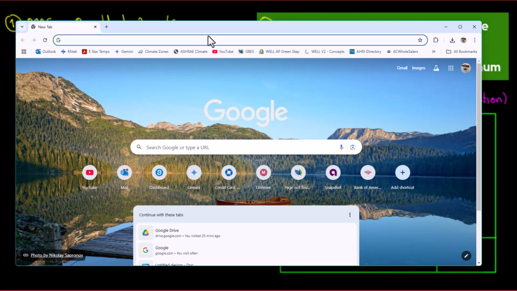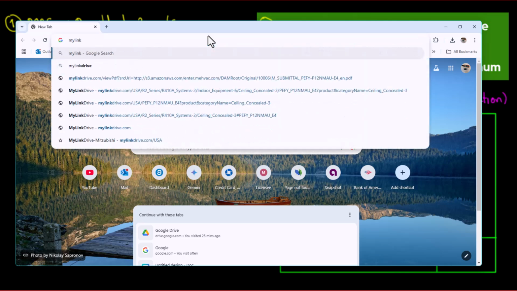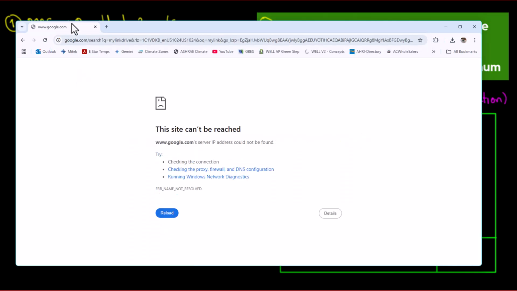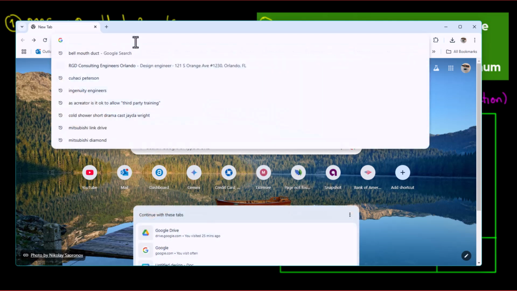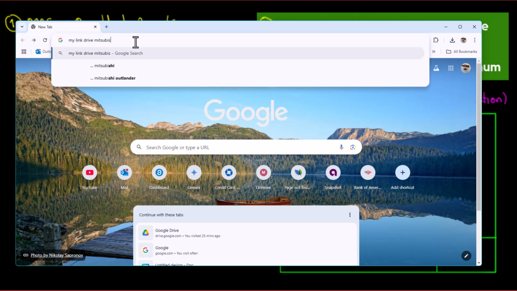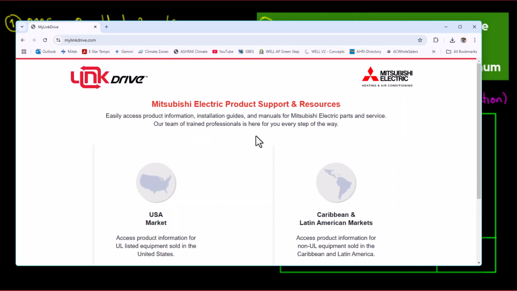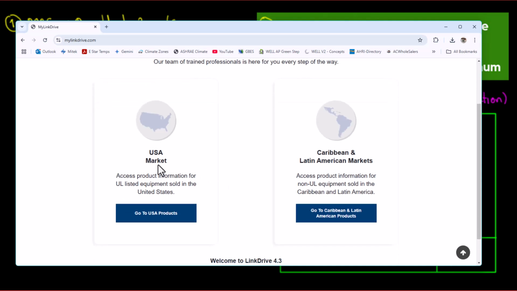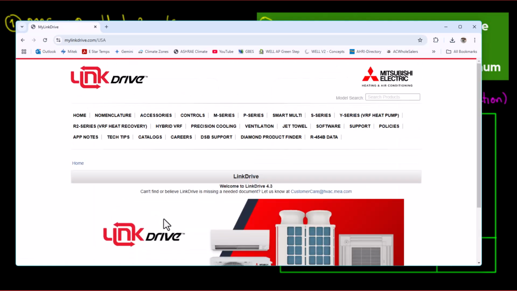So Mitsubishi Electric uses M-Link Drive. There you go. Let's go again. M-Link Drive, Mitsubishi. Depending again on the manufacturer basis of design, this is Mitsubishi Electric heating and air conditioning. So we're going to go here to the Caribbean and Latin American markets, and then USA market. We go to US products. So for example, if I'm trying to do a VRF system, I'm going to check in here VRF heat recovery.